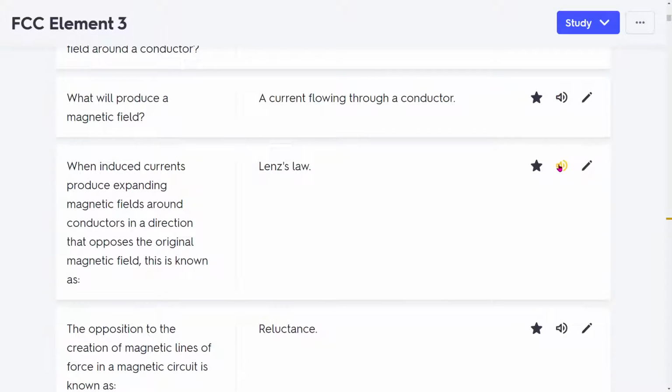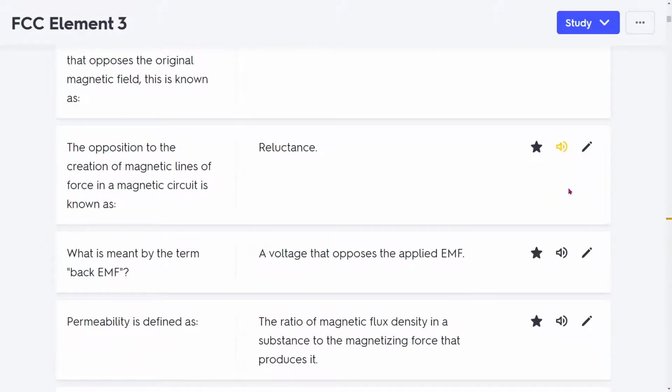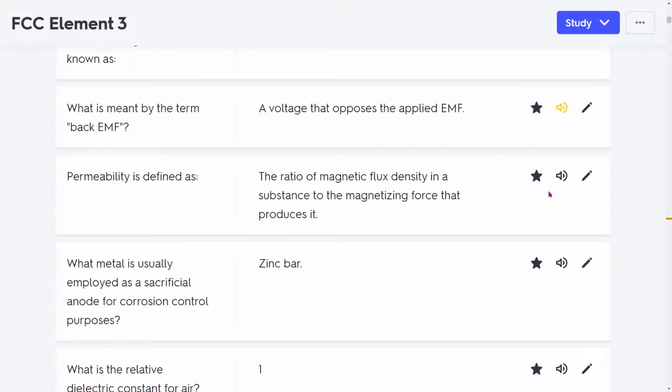When induced currents produce expanding magnetic fields around conductors in a direction that opposes the original magnetic field, this is known as Lenz's law. The opposition to the creation of magnetic lines of force in a magnetic circuit is known as reluctance. What is meant by the term back EMF? A voltage that opposes the applied EMF. Permeability is defined as the ratio of magnetic flux density in a substance to the magnetizing force that produces it.